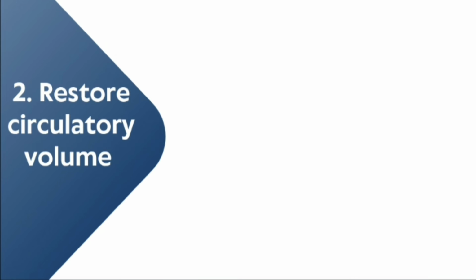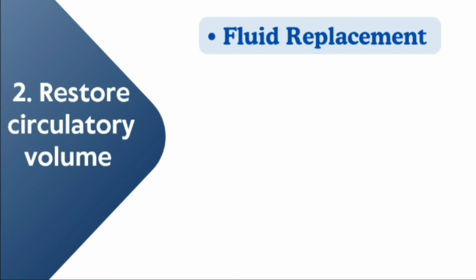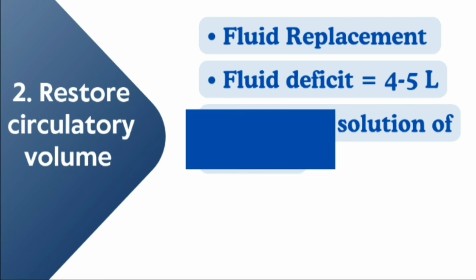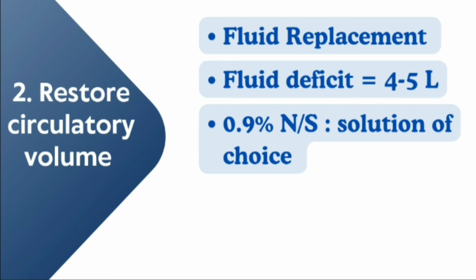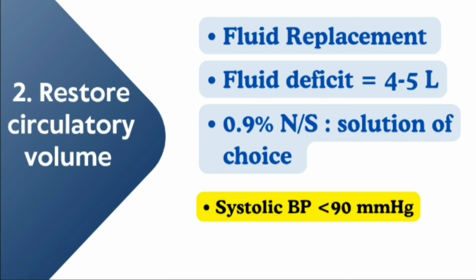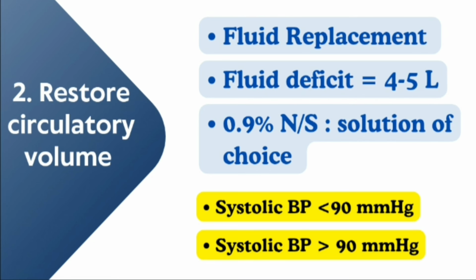Then the second step is restore circulatory volume, that is fluid replacement. In most patients with DKA, the fluid deficit is 4 to 5 liter. Initially, 0.9% normal saline is the solution of choice to help expand the contracted vascular volume. If systolic blood pressure is less than 90 mm of mercury, 500 ml normal saline is given over 10 to 15 minutes and then review. If still systolic blood pressure is less than 90 mm of mercury, repeat the same, that is give 500 ml normal saline over 10 to 15 minutes. However, if systolic blood pressure is more than 90 mm of mercury, give 1000 ml normal saline over 1 hour.